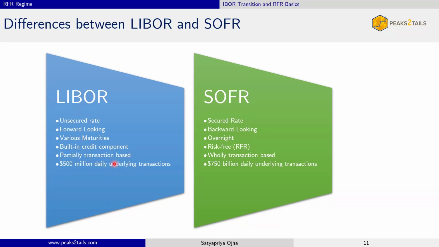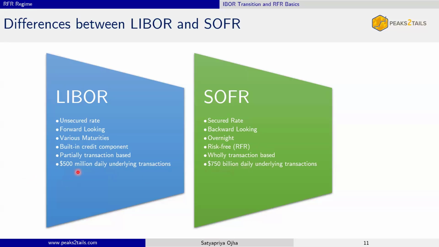LIBOR was partially transaction based, because the first preference was to give a transaction based estimate. If transactions are not enough, then you give expert judgment. So partially transaction based. But SOFR is fully transaction based. There is no room for subjective biases, opinions, expert judgment, nothing like that. The rate is purely derived out of actual repo transactions that happened yesterday.